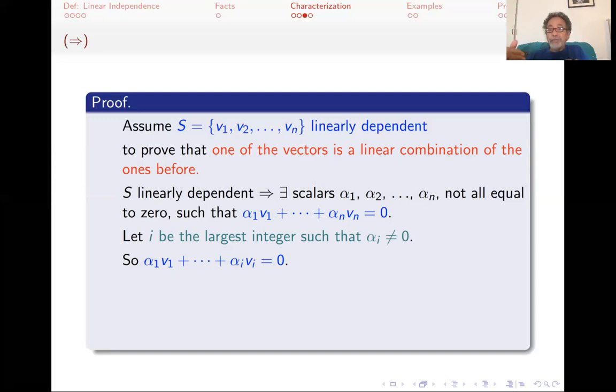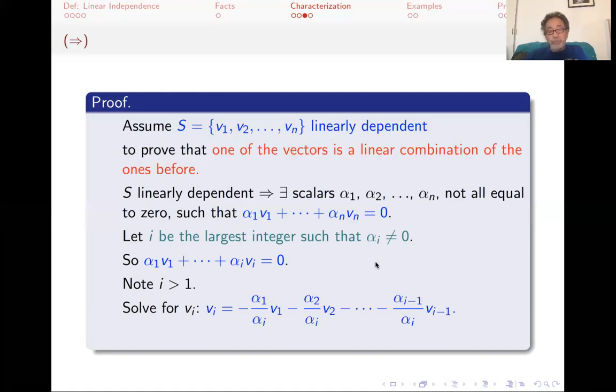Now that we know alpha i is not 0, we can solve for vi. We can take vi to one side and solve for vi. And also note that i has to be greater than 1. It can't be the first one, because if alpha 1 was the last scalar that was non-zero, that means that we had alpha 1 v1 equals 0. But then that would have been v1 is 0, and we had assumed that the first vector is not the 0 vector. Solving for vi, we take everything to the other side, divide by alpha i, and we get this.